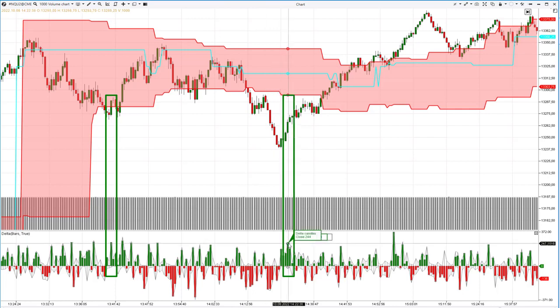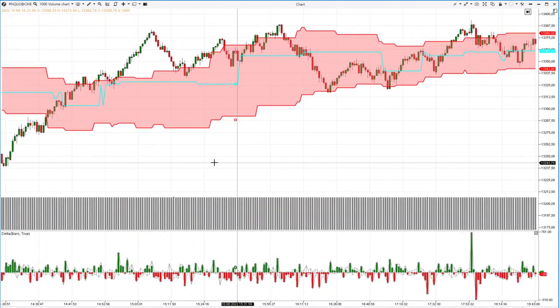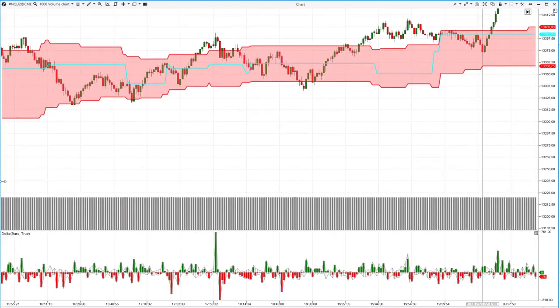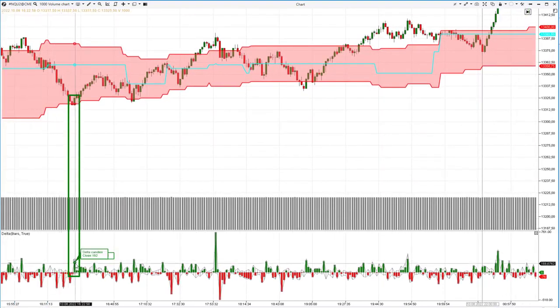Pay attention to spikes in positive delta, which indicate a local predominance of enterprising buyers. These spikes can be used as a confirmation to enter a long position and as a guide to reduce risk by setting protective stop losses.